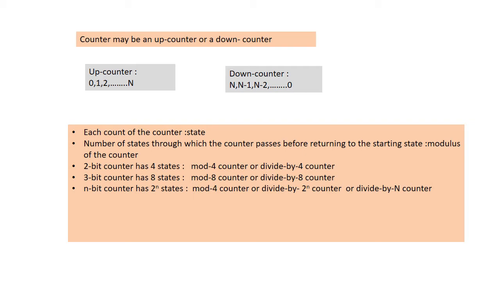Since a 2-bit counter has 4 states, it is called a mod 4 counter. It divides the input clock frequency by 4. Therefore, it is also called a divide by 4 counter. It requires 2 flip-flops. Similarly, a 3-bit counter uses 3 flip-flops and has 2 raised to 3, which is equal to 8 states. It divides the input clock frequency by 2 raised to 3, that is 8. In general, an n-bit counter will have n flip-flops and 2 raised to n states and divides the input frequency by 2 raised to n. Hence, we can say it is a divide by 2 raised to n counter.